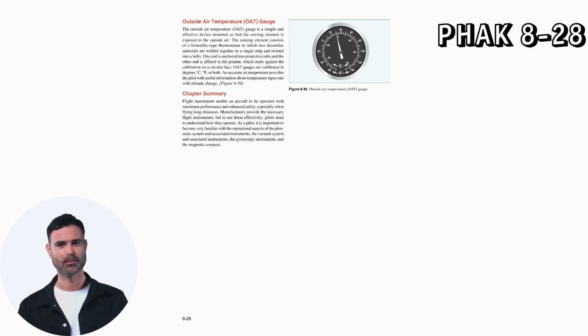Chapter Summary. Flight instruments enable an aircraft to be operated with maximum performance and enhanced safety, especially when flying long distances. Manufacturers provide the necessary flight instruments, but to use them effectively, pilots need to understand how they operate. As a pilot, it is important to become very familiar with the operational aspects of the pitot-static system and associated instruments, the vacuum system and associated instruments, the gyroscopic instruments, and the magnetic compass.